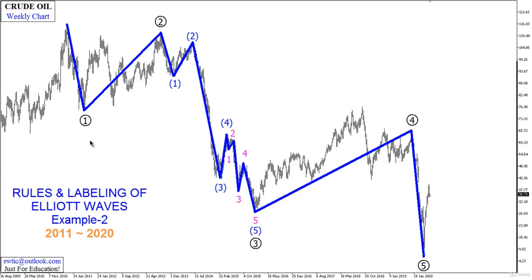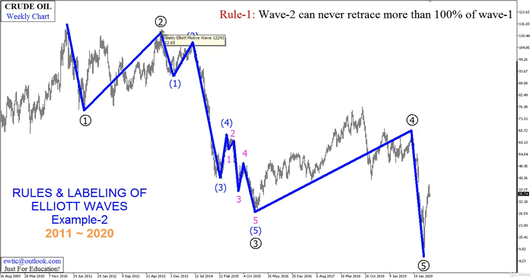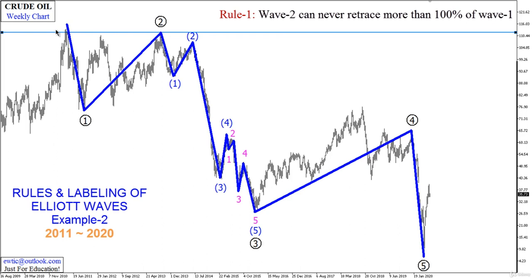Let's see if the rules of Elliott are applying here. The first rule: wave 2 can never retrace more than 100% of wave 1, which simply means wave 2 cannot go beyond the start of wave 1, right? So this is wave 1, this is wave 2. Where did it end? Here. See, this wave 2 did not surpass the start of wave 1.